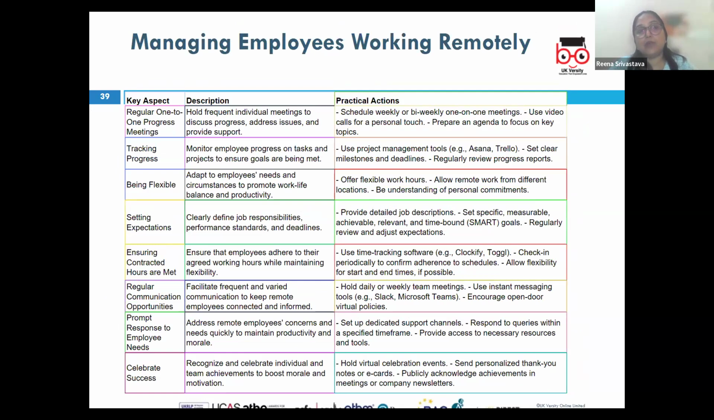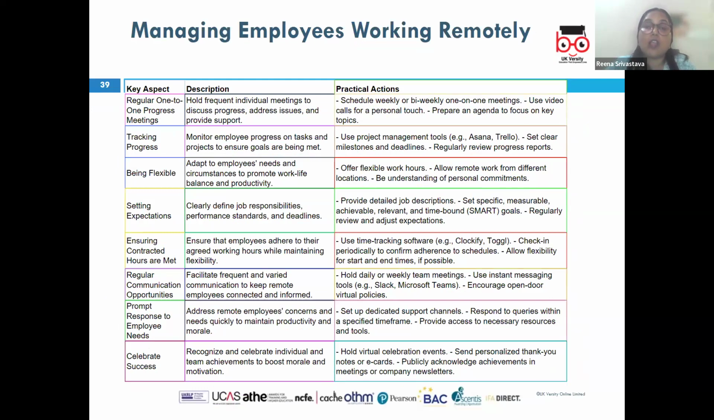Again, this is the last part of the table, which is ways to manage employees working remotely. We have seen in case of remote working, what is the leadership approach? What is the management approach? Mostly it leads to holding your regular one-to-one progress meetings and being flexible about the timing. You should be adaptable to the employee's needs and the circumstances to provide work-life balance and productivity. You should be able to clearly define the job responsibilities, the performance standards, and deadlines for submission. Even if it's a remote working environment, you should celebrate success. You should recognize their individual achievements to boost the morale and overall motivation of the team.